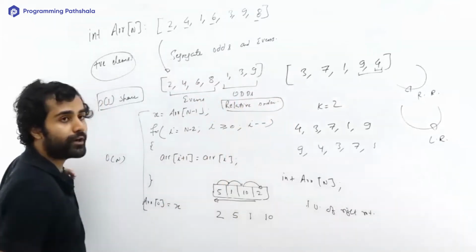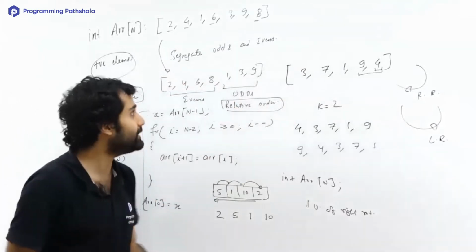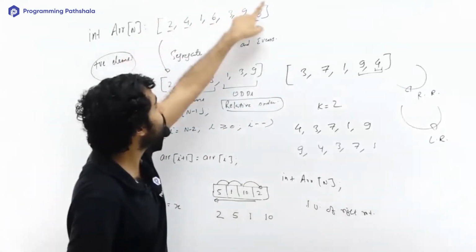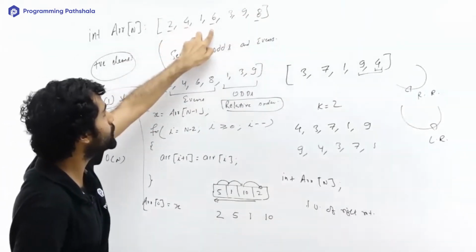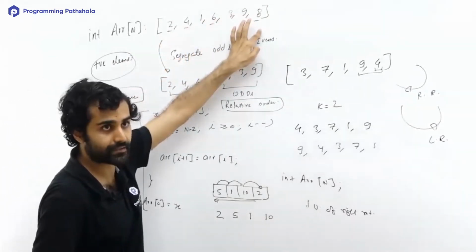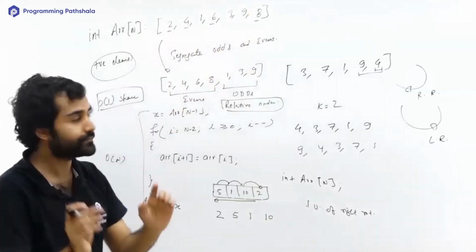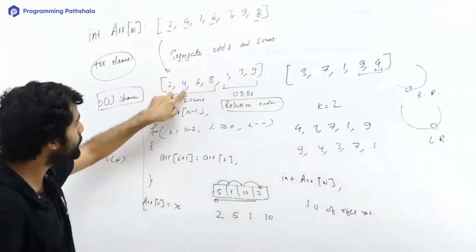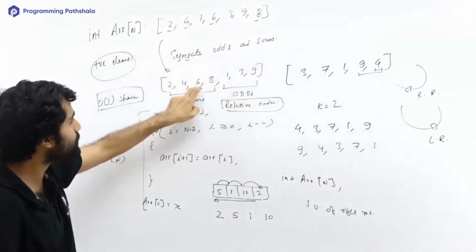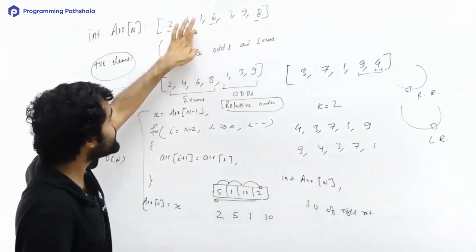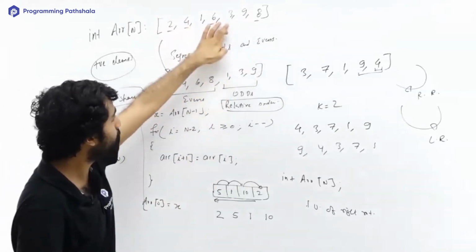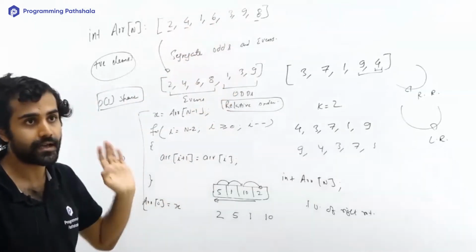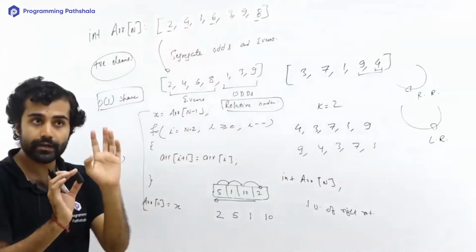What do I mean by relative order? Relative order means that in the original array, 2 was coming before 4, 4 was coming before 6, 6 was coming before 8. So that should be honored. So here also 2 should come before 4, 4 before 6, 6 before 8. And with respect to 1, 3, 9 also, 1 should come before 3 and 3 should come before 9.